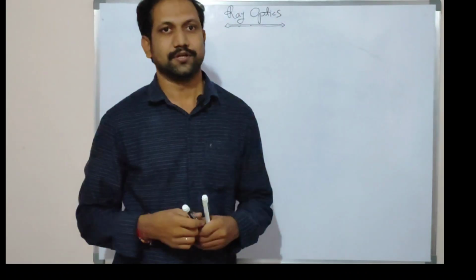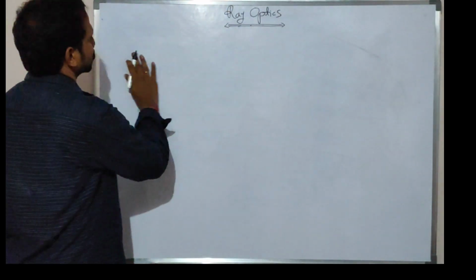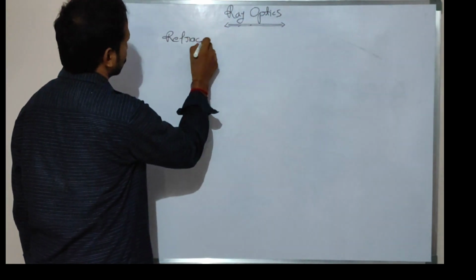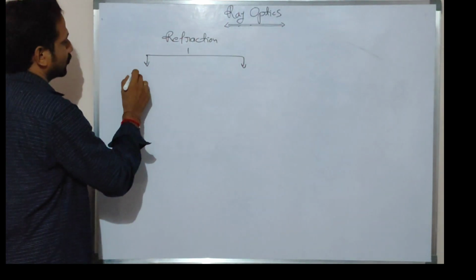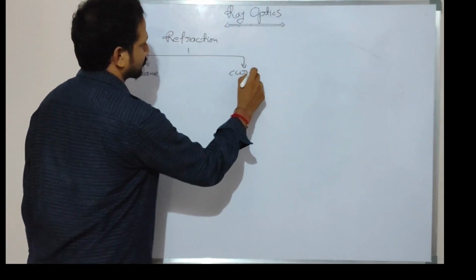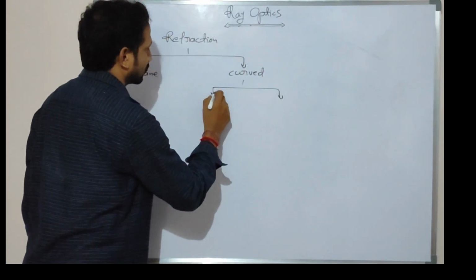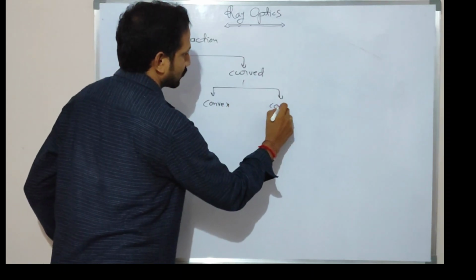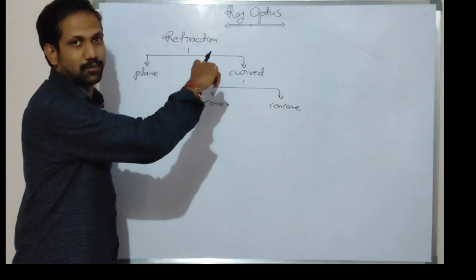Today we are going to discuss the ray optics topic, in that refraction, that is refraction through the plane interface. Generally, refraction will be through the plane interface and also through the curved interface. Both will be there. In the curved, again, there is the convex interface and the concave interface. For all this, a common formula will be there.